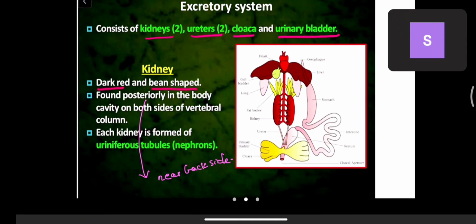Okay, found posteriorly in the body cavity on both sides of the vertebral column. What is meant by posteriorly? Very close to the dorsal region is called the posterior region. Dorsal region means back region, no? So they are not 100% towards the dorsal region, but slightly towards the back region. That is called a posterior position. Understood? So they are found posteriorly and on each side of the vertebral column. It means one is present on this side, one is present on the other side.